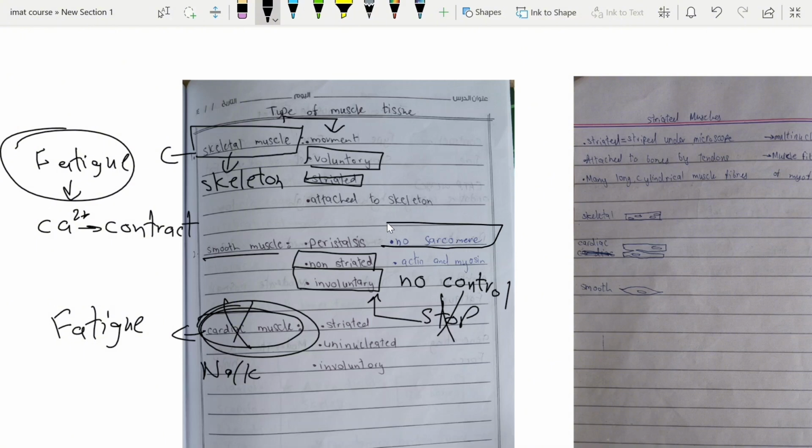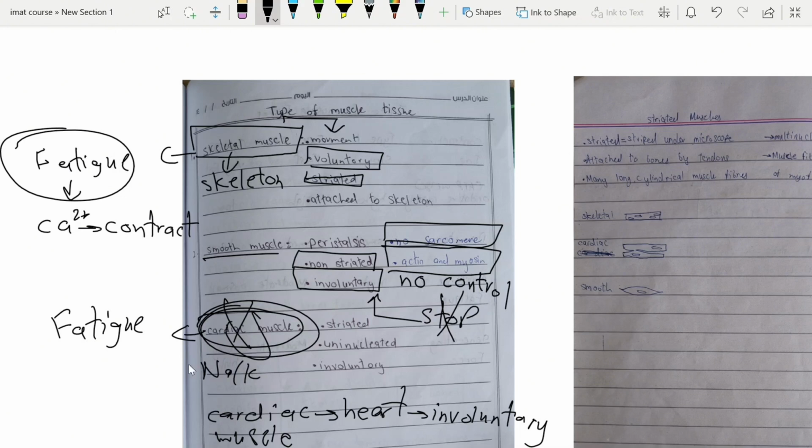Finally, the third type of muscle tissue is the cardiac muscle. Now, the cardiac muscle, from its name, is found in the heart, and again, it is involuntary because you cannot tell your cardiac muscle to stop and it won't stop, because cardiac muscle is involuntary. You have no control over it. It is also uninucleated, meaning it has a single nucleus and it is striated.